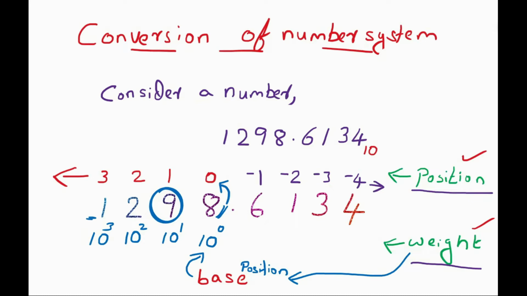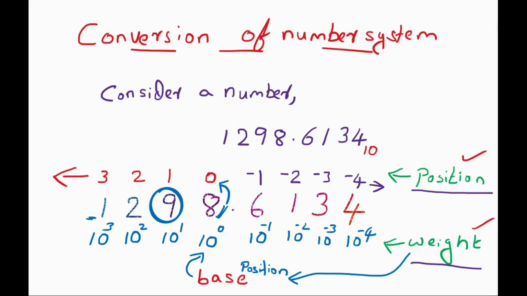What is the base? 10. What is the position of this 6? -1. So 10 raised to -1 is the weight of 6. What about the weight of 1? 10 raised to -2. Next is 10 raised to -3, and for the 4 the weight is 10 raised to -4. So this is how we write the position and weight for a number.